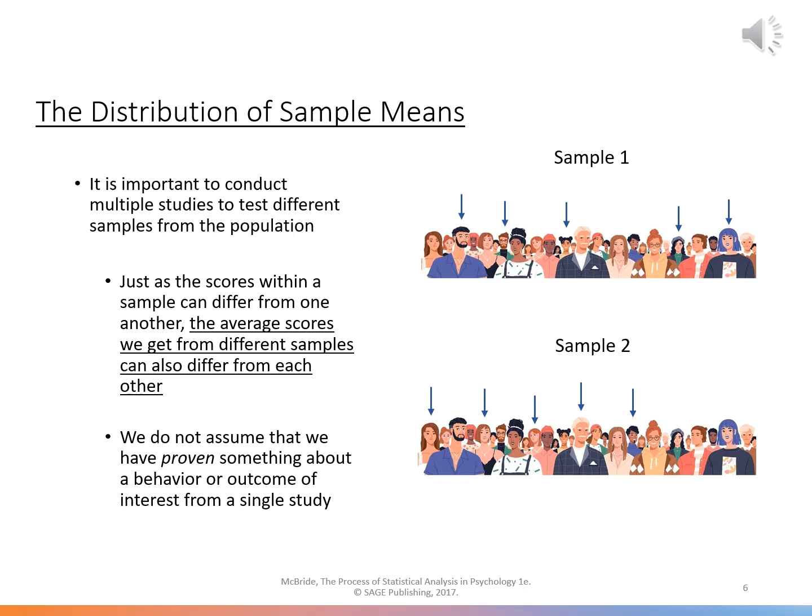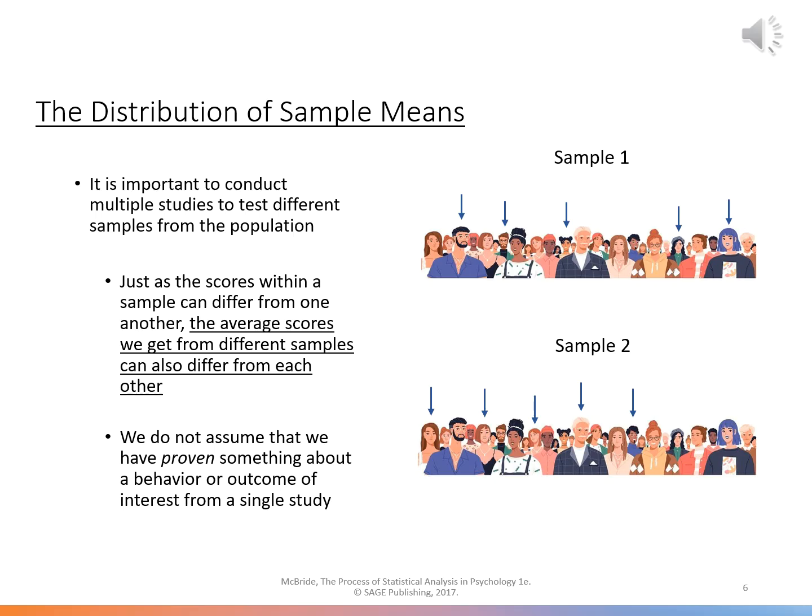So in science, in any field of science, it's important to conduct multiple studies to test different samples from a particular population of interest, okay? So you don't want to just rely on one single study's data, because every single study is going to get a slightly different sample, or sometimes a majorly different sample. And naturally, the variable of interest is going to have a different mean, a different average from all of the people in your sample between different samples, right?